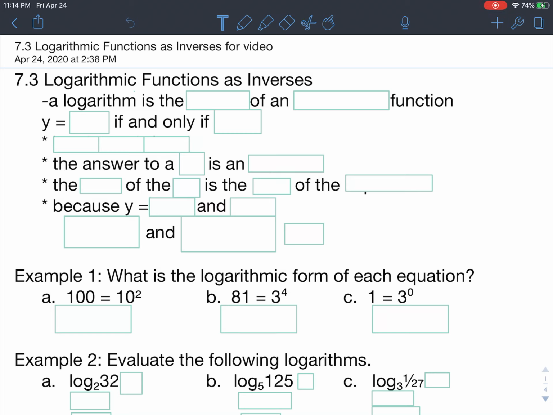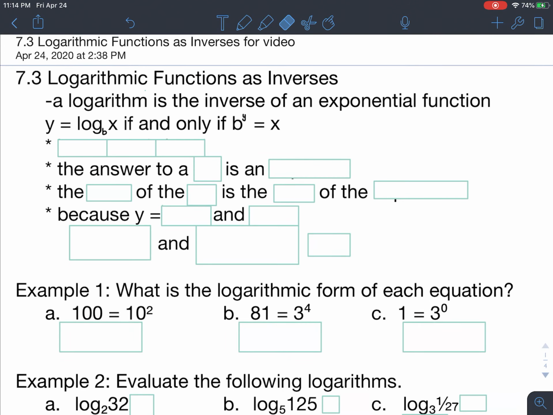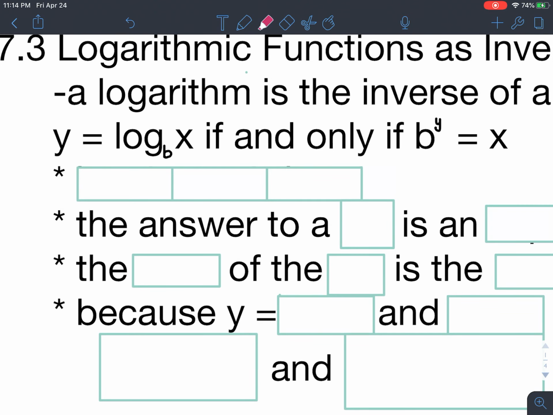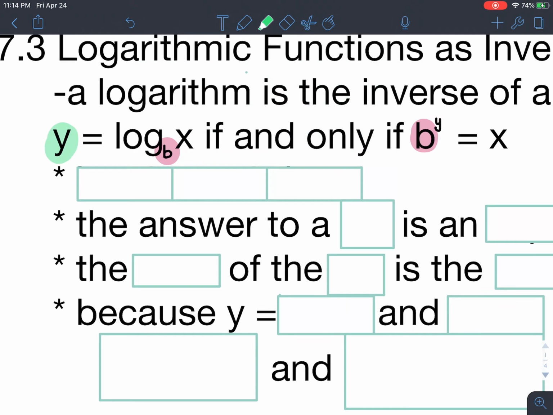7.3 Logarithmic Functions as Inverses. A logarithm is the inverse of an exponential function. y equals log base b of x if and only if b to the y power equals x. Let's take a look at that for a moment. Notice this b is this b. That's not a coincidence. This y is this y, and this x is this x.